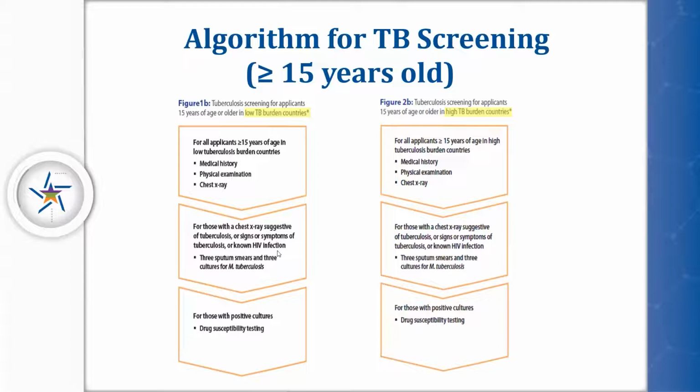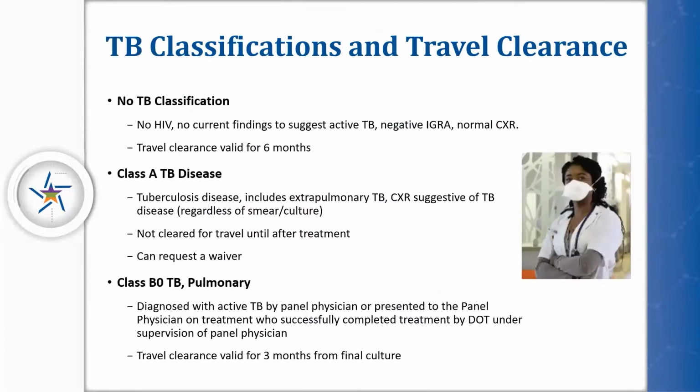And then if you have an individual that has a negative chest x-ray, but still has either signs or symptoms of TB or has evidence of extrapulmonary TB, regardless, they have to produce 3 sputum specimens for you, and they have to be sent for culture. And then again, positive cultures have to undergo drug susceptibility testing.